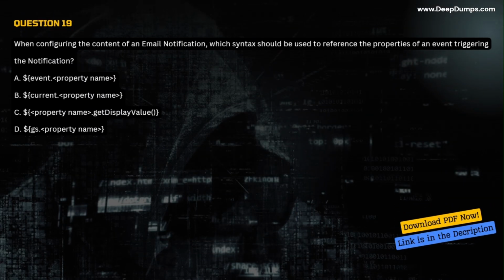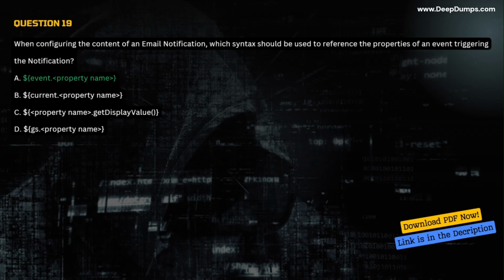Question 19. When configuring the content of an email notification, which syntax should be used to reference the properties of an event triggering the notification? A. $event.property_name. B. $current.property_name. C. $property_name.getDisplayValue. D. $GS.property_name.